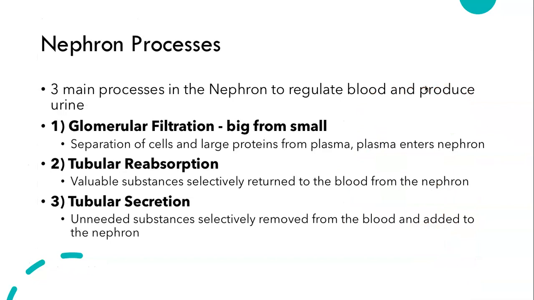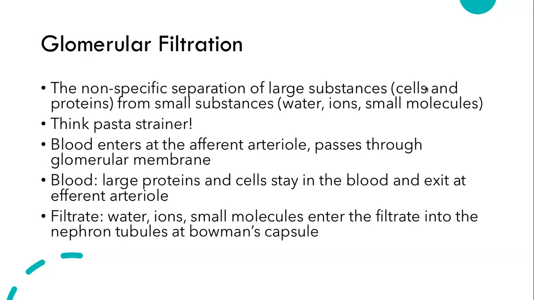There are three main processes happening in the nephron. The first is glomerular filtration. Think big from small. It's the beginning, right when it enters the corpuscle. It's the separation of cells and large proteins from the plasma, and the plasma will enter the nephron. Then we get tubular reabsorption, where valuable substances in that plasma are selectively returned to the blood from the nephron, and tubular secretion, where unneeded substances that didn't get in the first time are selectively removed from the blood and added to the nephron. We'll talk about all of them in a little more depth now.